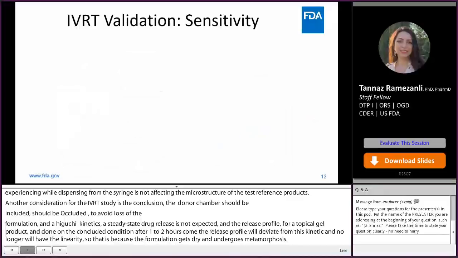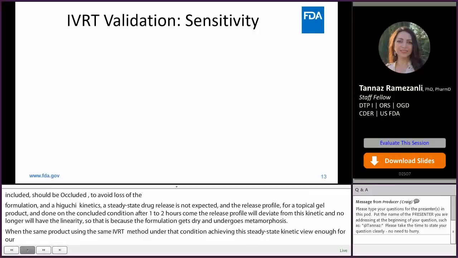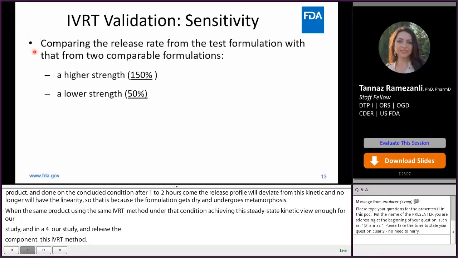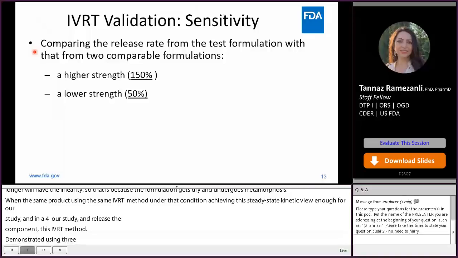An important component of IVRT is to show the discriminatory capability of the IVRT method that can be demonstrated using 3 concepts of sensitivity, selectivity, and specificity. IVRT sensitivity is the ability to detect changes in the release rate as a function of drug concentration in the formulation, and can be established by comparing the release rate of the test or reference formulation with that from a higher strength formulation, such as 150% strength, and a lower strength formulation that has 50% of the nominal strength.